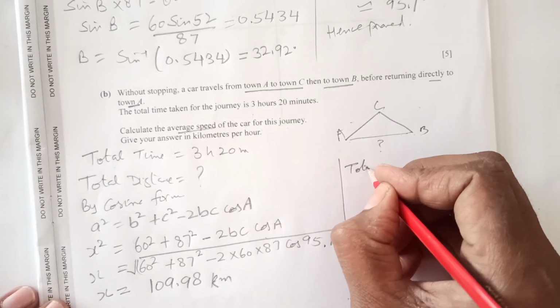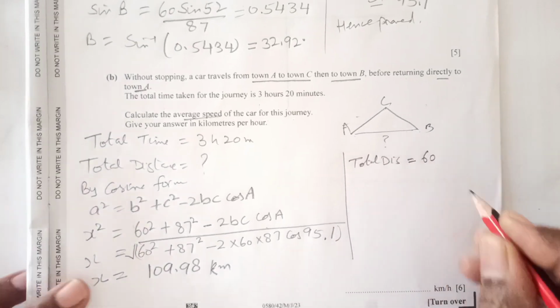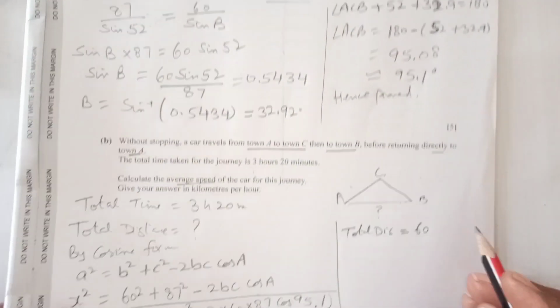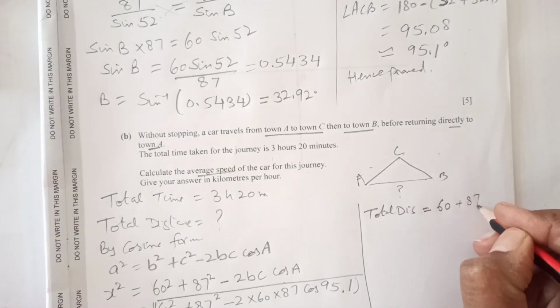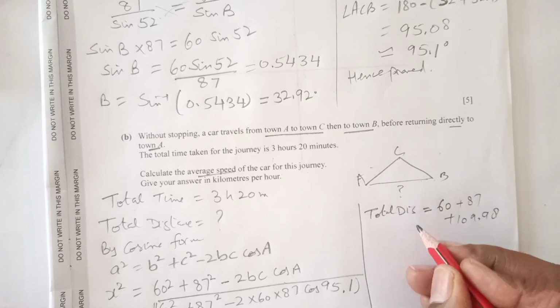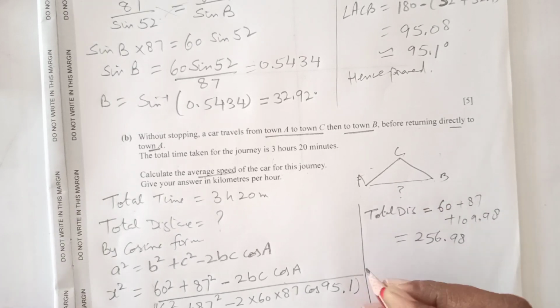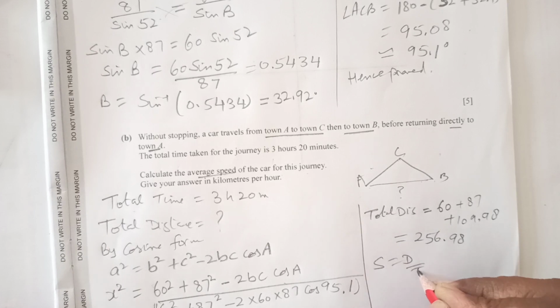So now we are looking for the total distance. So total distance is going to be 60, this one 60 plus 87 plus 109.98. So the total distance is 256.98. So now speed is equal to distance over time.